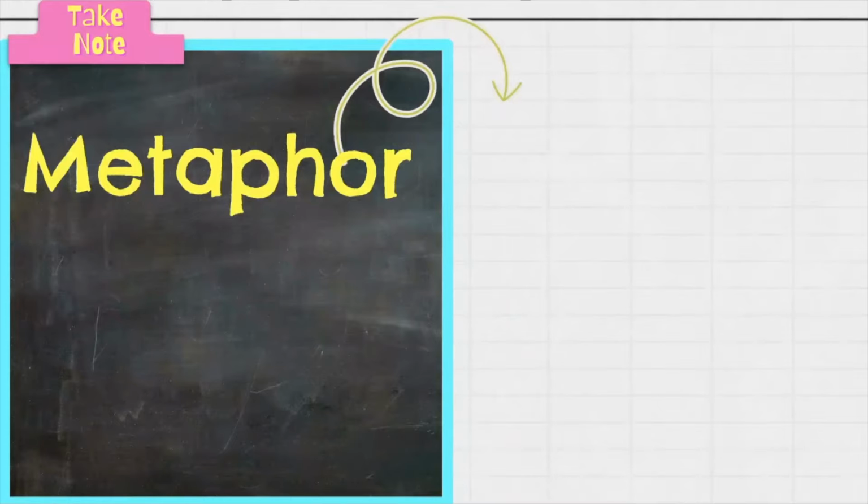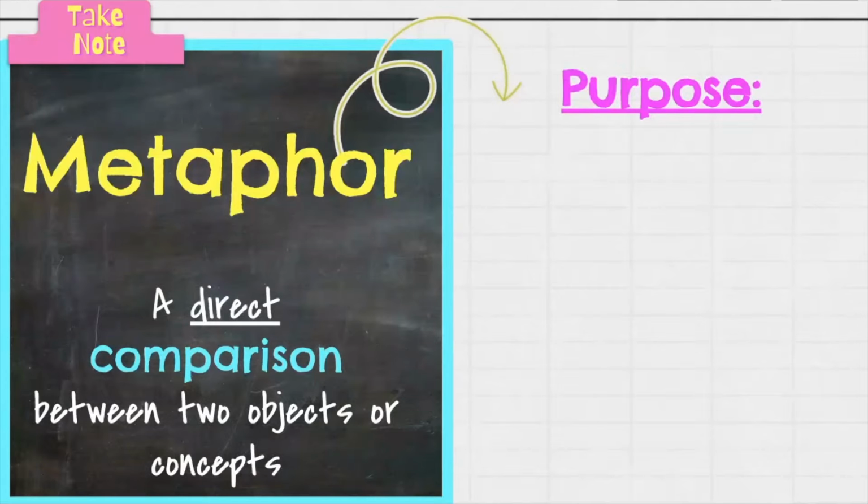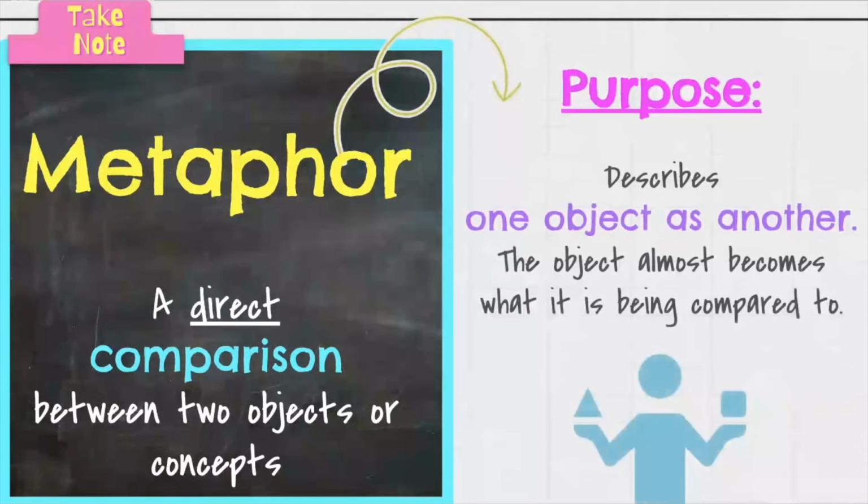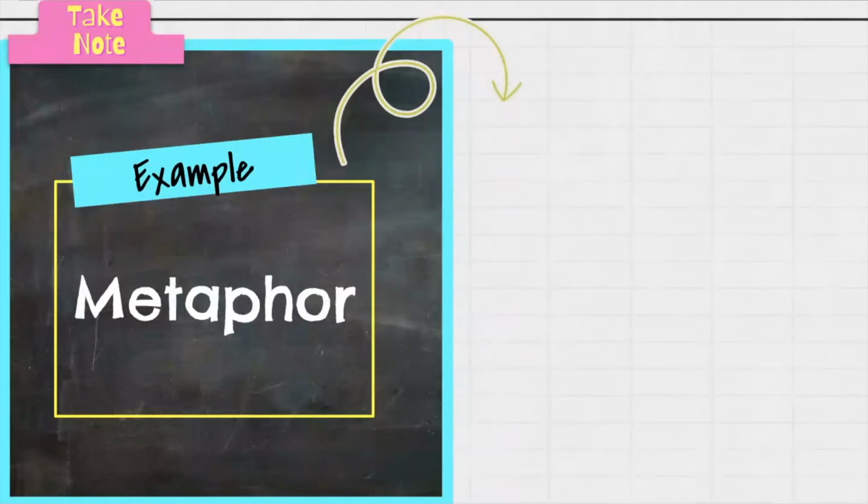All right, next we have metaphor. I kind of think of this as like brothers and sisters. So simile is indirect. Metaphor is a direct comparison between two objects. It doesn't use that like or as. It doesn't need to. It's more direct and to the point. And so the purpose of this is to describe one object as another. So the object almost becomes what it's being compared to.